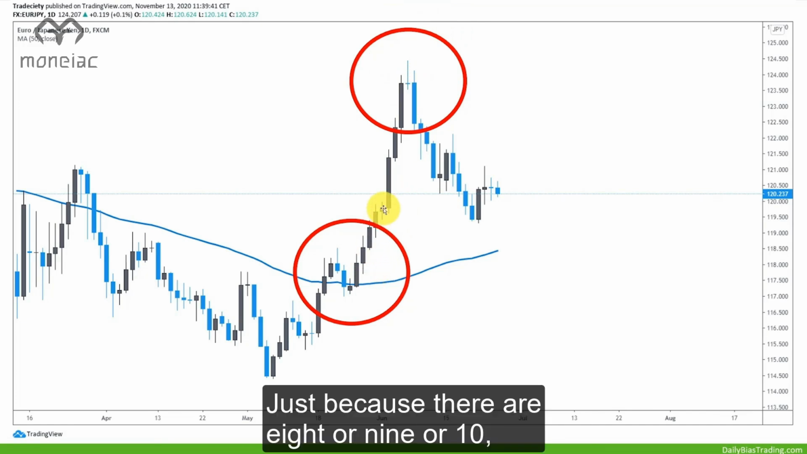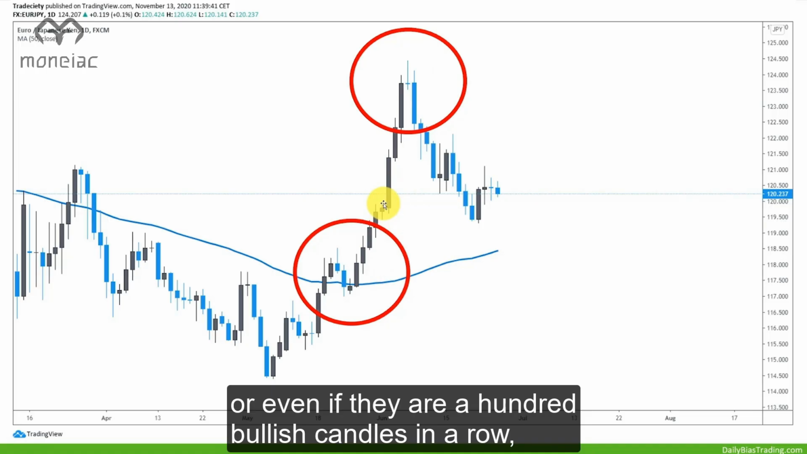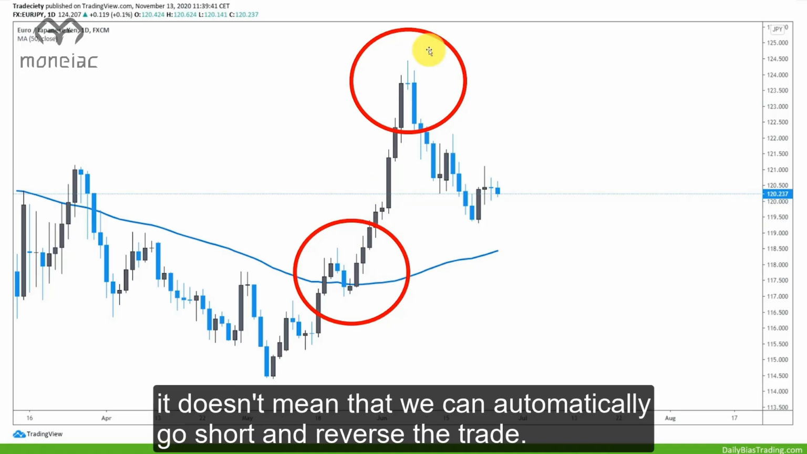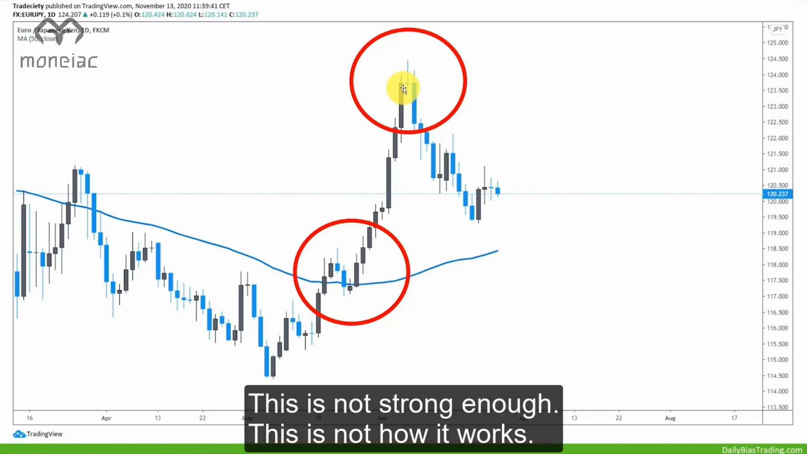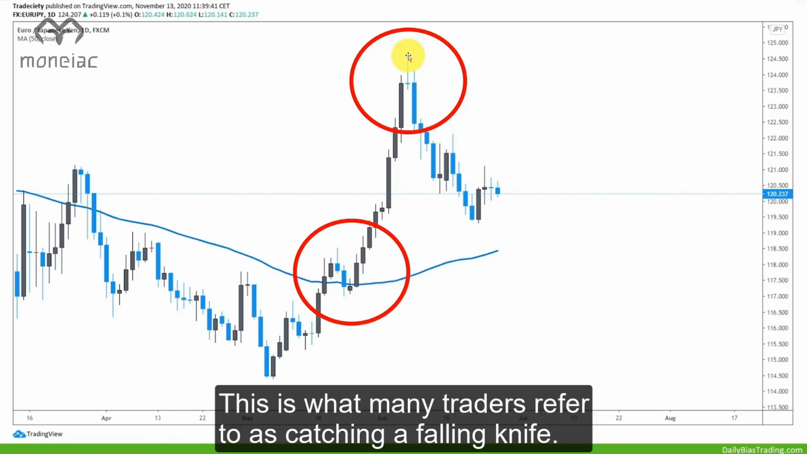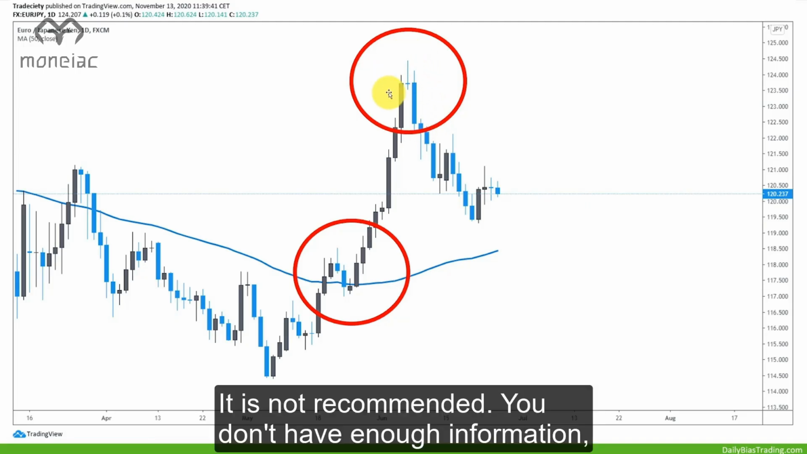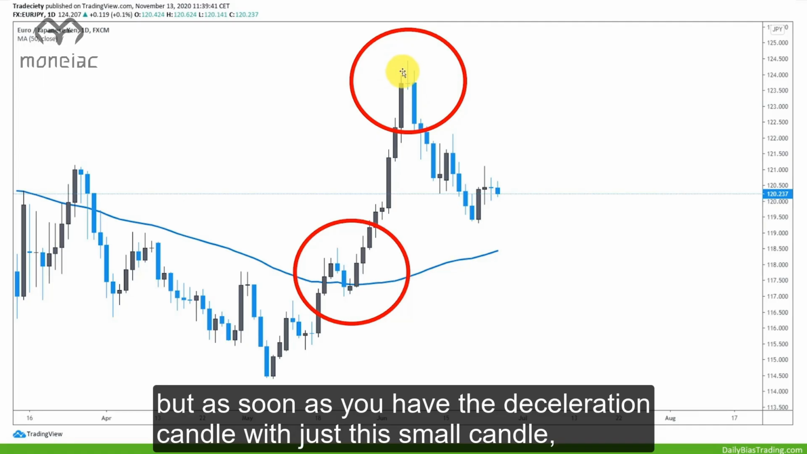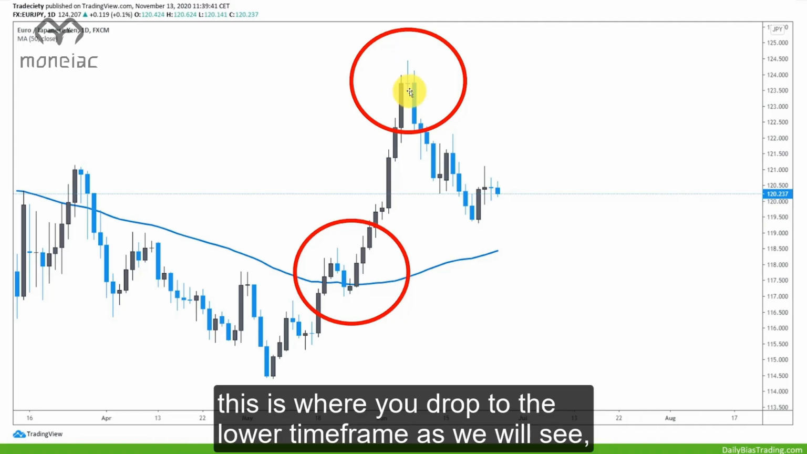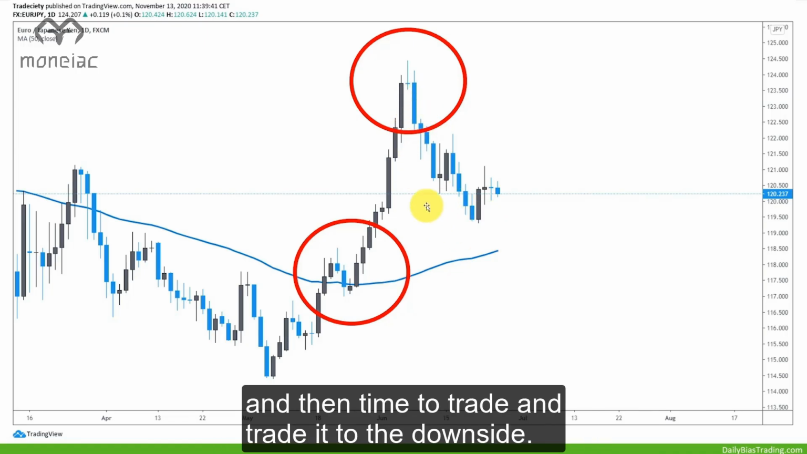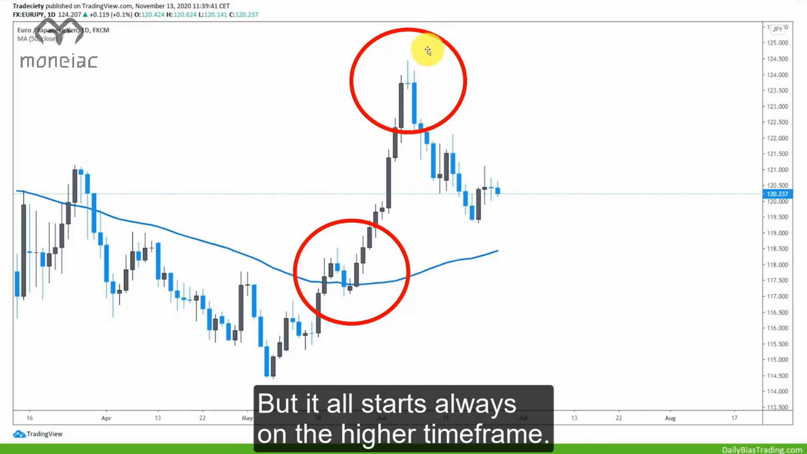Just because there are 8 or 9 or 10, or even if there are 100 bullish candles in a row, it doesn't mean that we can automatically go short and reverse the trade. This is not strong enough. This is not how it works. This is what many traders refer to as catching a falling knife. It is not recommended. You don't have enough information, but as soon as you have the deceleration candle, which is this small candle, this is where you drop to the lower time frame, as we will see, and then time the trade and trade it to the downside. But it all starts always on the higher time frame.